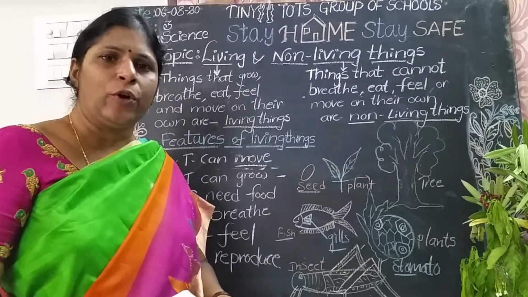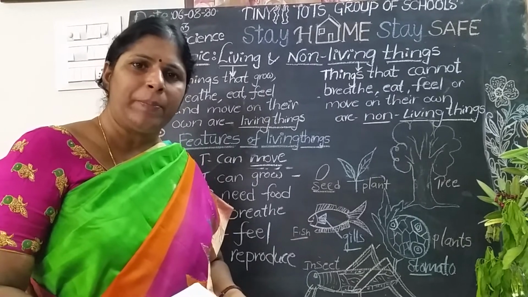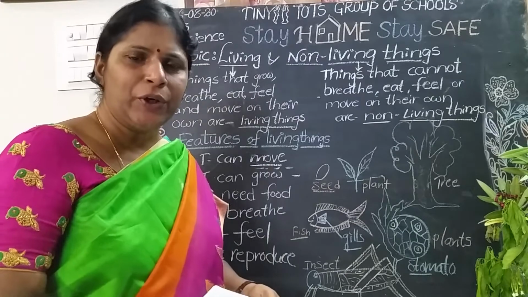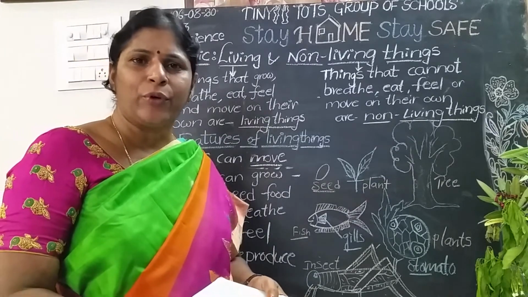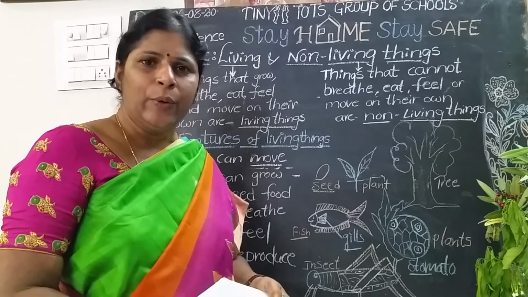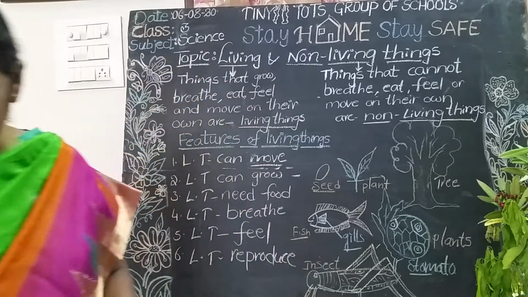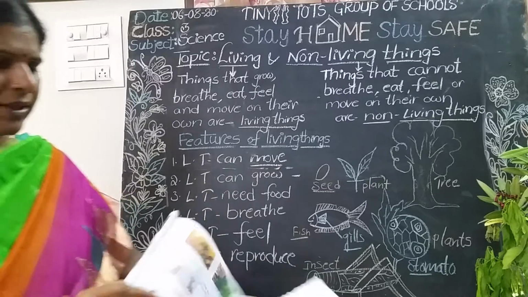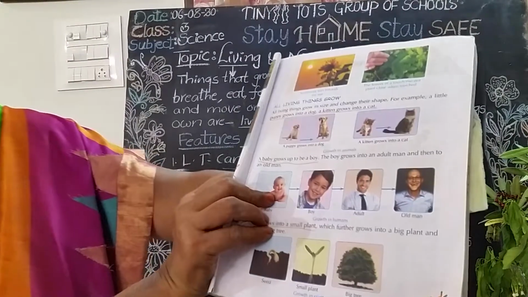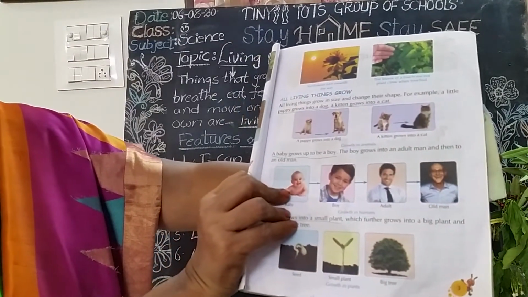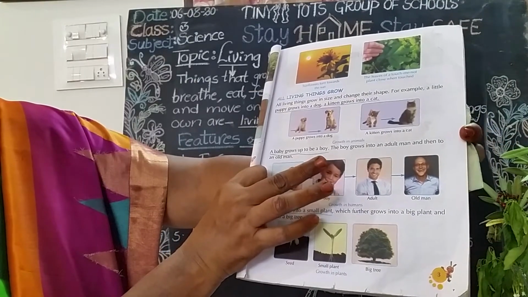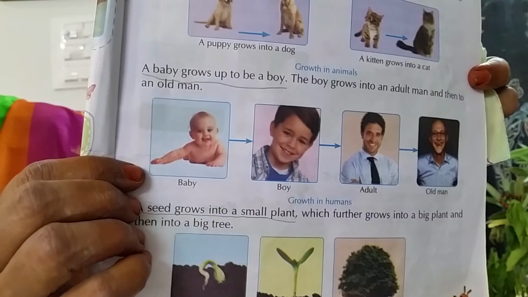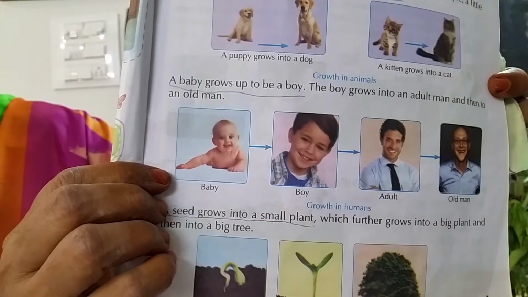A small puppy grows into what? A small puppy grows into a dog. A small kitten grows into a cat. A small calf grows into a cow. Like that. I will show some more pictures. A baby grows up to a boy. The boy grows into an adult man. Is it clear, children?